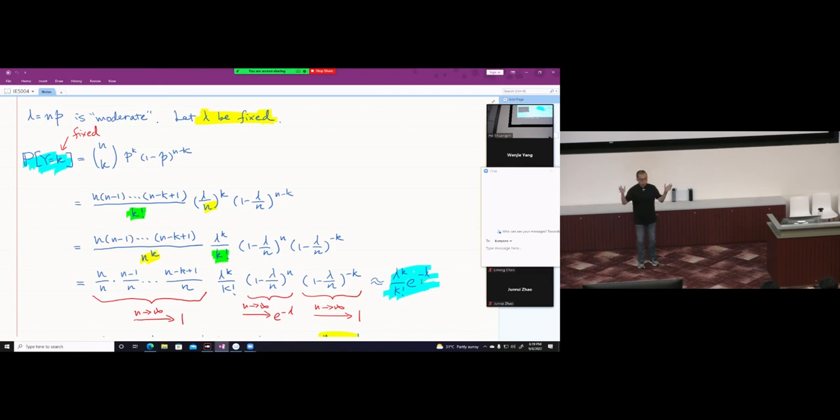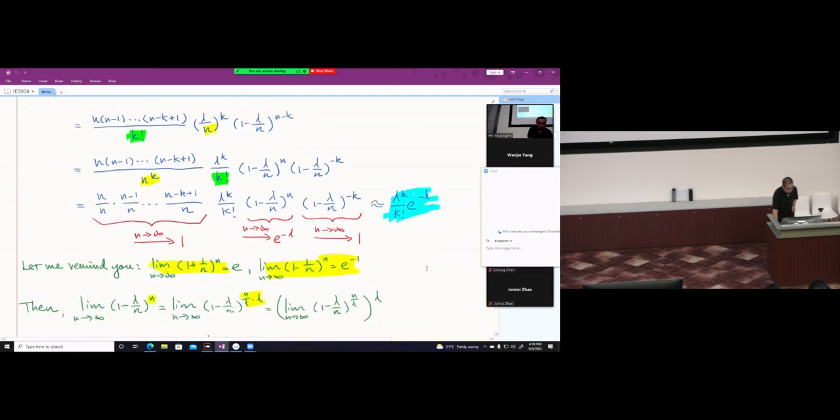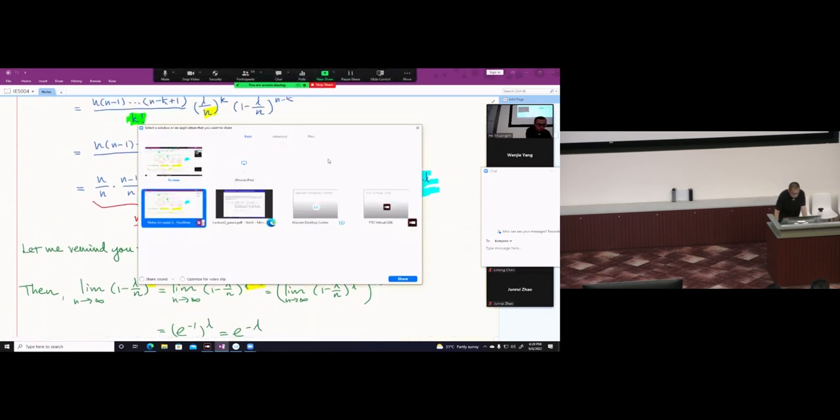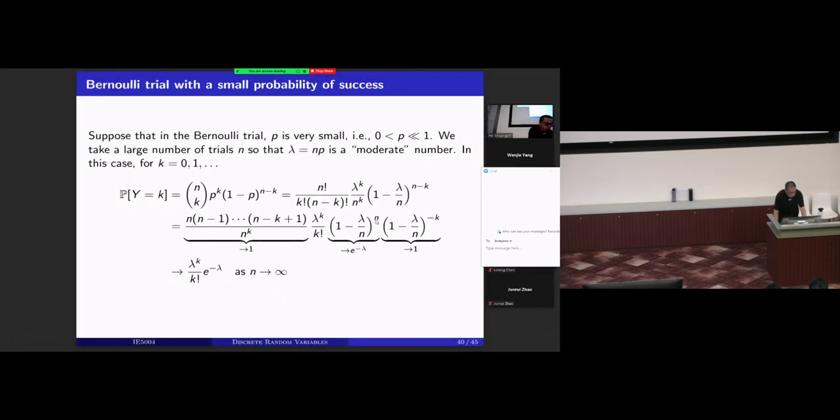Then over n flips, the number of heads, roughly speaking, follows this distribution. So the probability is like this, right? That's what I discussed here. Then let's go back to the slides. And you see on the slides, that's exactly what I discussed just now.